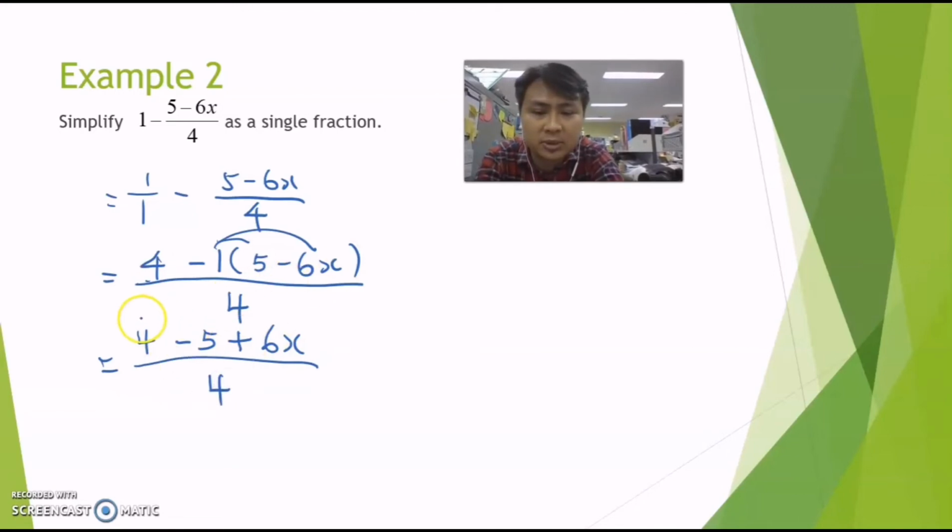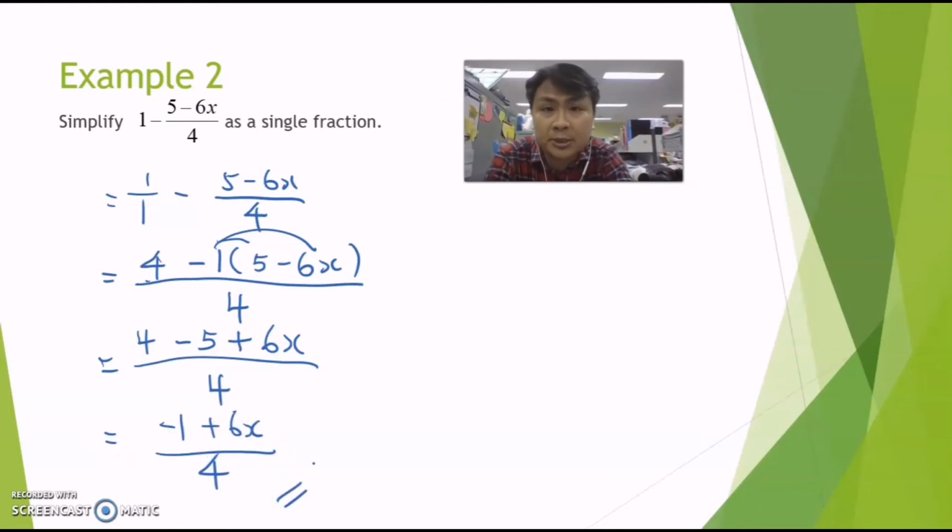Okay. Now last step, we need to simplify this. So this one you can just use a calculator. 4 minus 5, we get negative 1. And plus 6x just follows. And this will be the final answer. Are you clear about this?